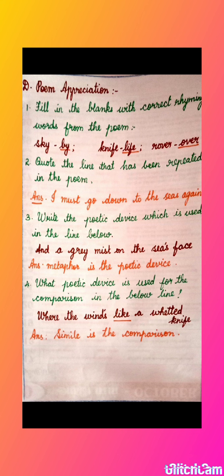Or the fourth one, what poetic device is used for the comparison in the line below? Where the wind's like a whetted knife. Here you can see that simile is the comparison, because you can easily identify the word like which is used in this poem line. So the wind is compared to the whetted knife.